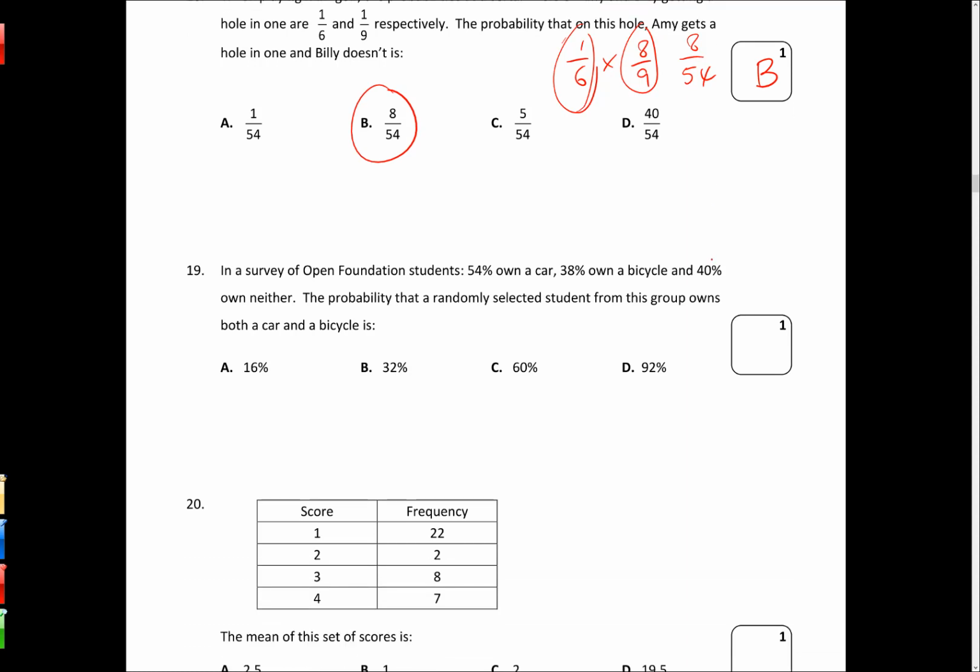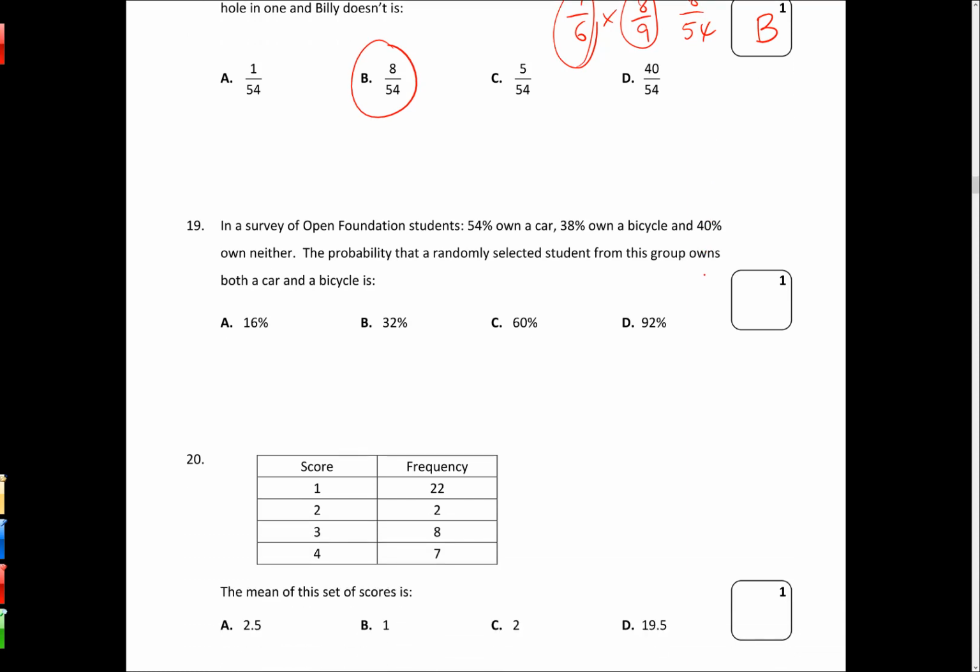In a survey of open foundation students, 54% own a car, 38% own a bicycle, and 40% own neither. So we want to find the overlap, the number that own both. There's a formula we could use. I'm a bit of a Venn diagram person here.